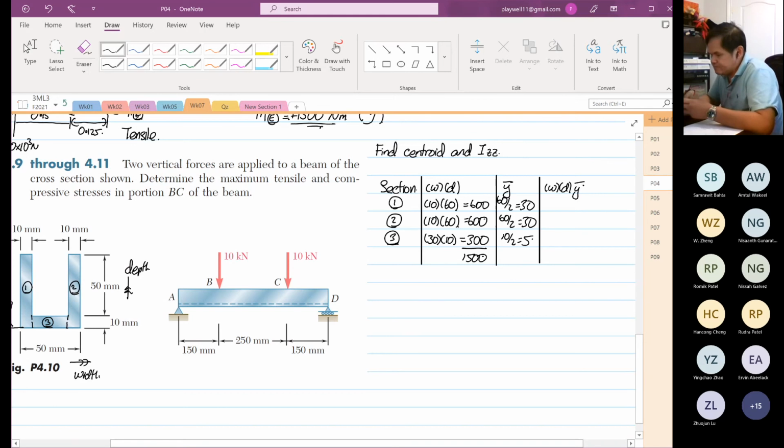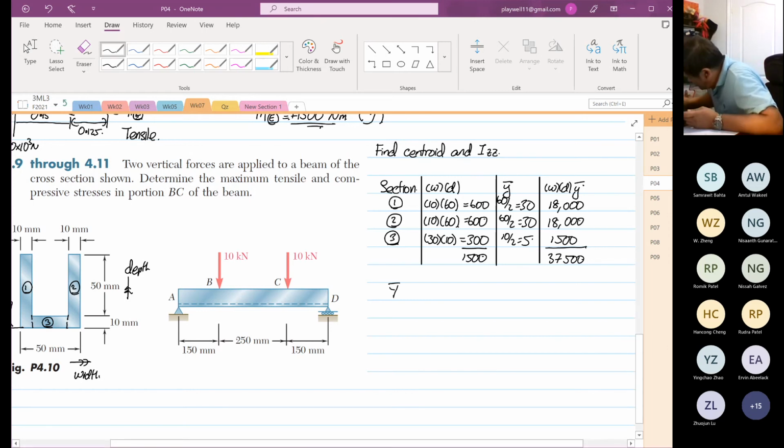So it's 600 times 30 is 18,000. 18,000 for 1, 18,000 for 2, and then the next one is 300 times 5 is 1,500. So 18,000 times 2 plus 1,500 is equal to 37,500. Let me do it again. 18,000 times 2 plus 1,500. Yep, 37,500. So we have our Y bar now is equal to 37,500 divided by 1,500. Yeah, 37. So it's 25 millimeters from the bottom.